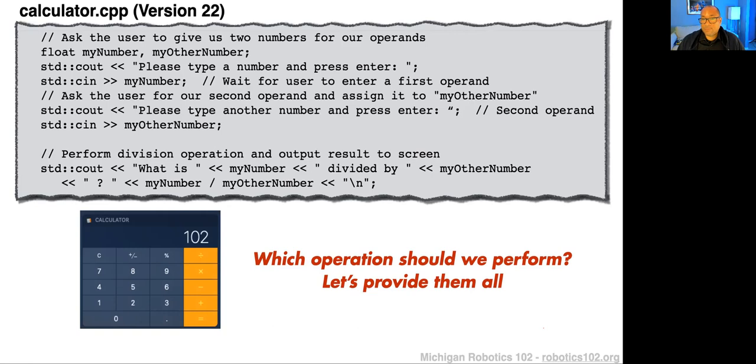So given that we can do this, now our division is working. We can do real number division. We can do any operations the user gives us. And so the user could pick one, but we don't necessarily have a way of choosing that yet. So let's just provide all these operations at the same time.